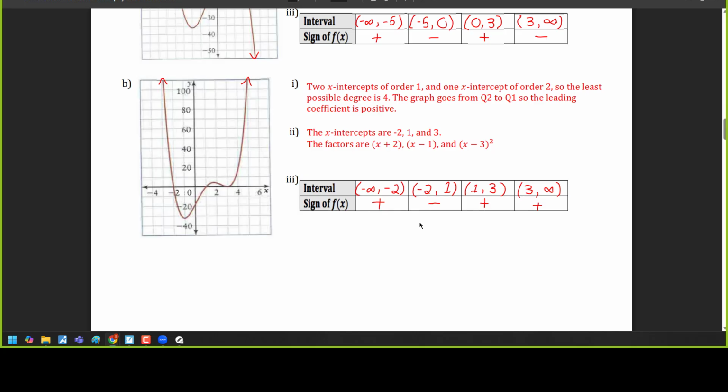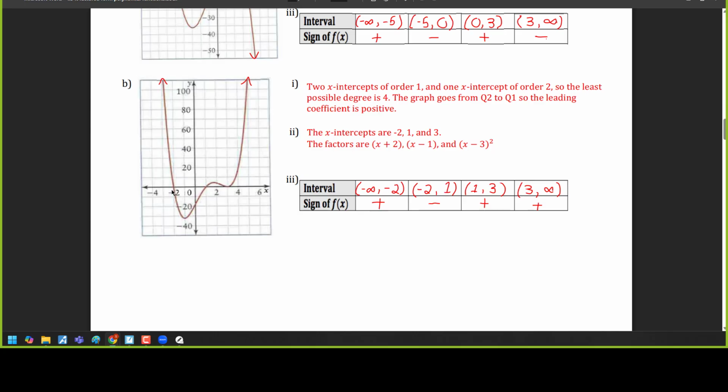And for the sign, very simple. So pay attention. We have our 4 segments, 4 intervals. First from negative infinity to the first x-intercept, which is negative 2. The sign is positive. How do I know the sign is positive? Look at the graph. Is the graph above the x-axis or below the x-axis? It's above the x-axis, so it's positive.